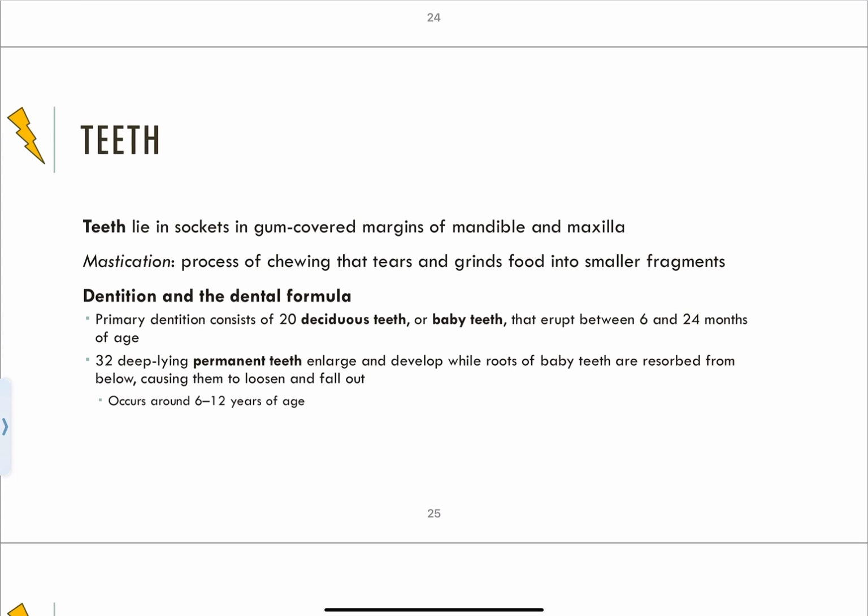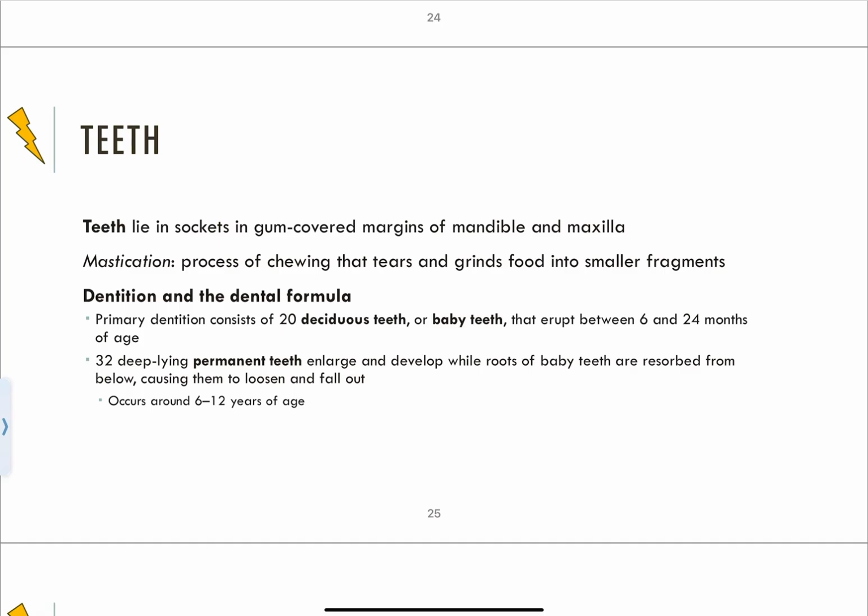Okay, moving on to teeth. In lab, you'll have to know a lot more about teeth, but here, what are teeth? They lie in sockets in the gum covered by margins of the mandible and maxilla. Mastication is the process of chewing, and we accomplish that with our teeth.